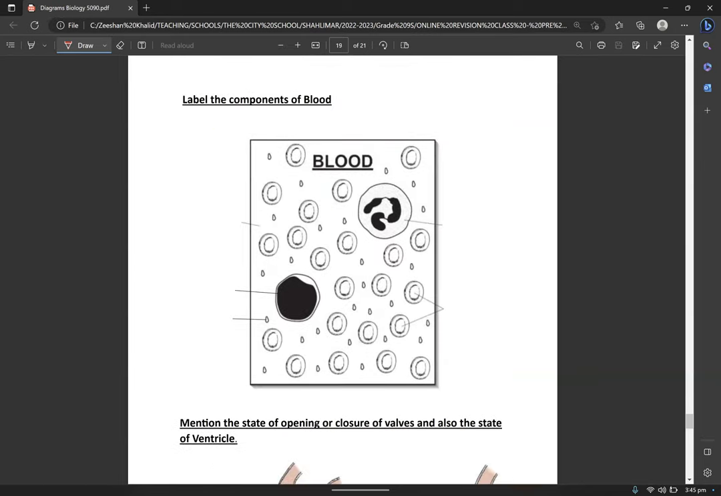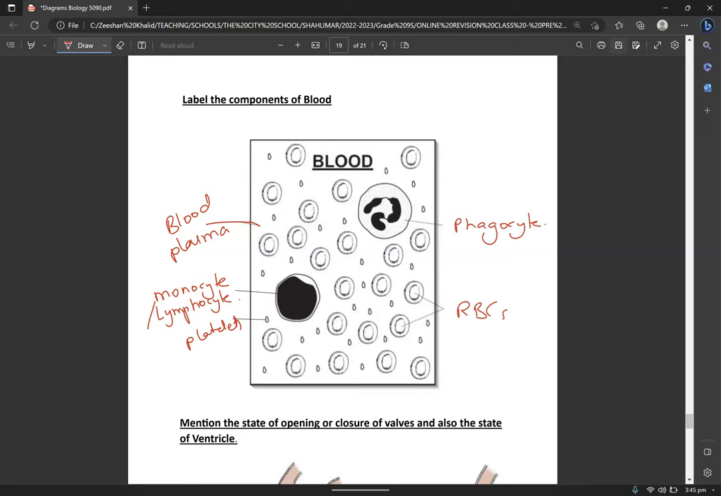Label the components of blood. Okay, great. This is blood plasma. This is the monocyte. Yeah, lymphocyte. I think lymphocyte should do. Aur ye aapke platelets hain. Then these are the red blood cells. And then this is the phagocyte. That's the phagocyte, okay? Achha ji.